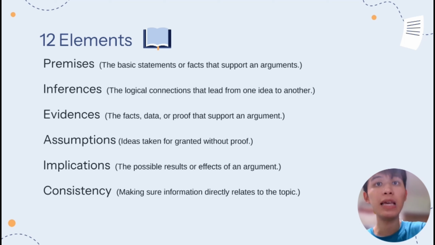The fifth one is implications. Implications are the possible results of an argument. So like if we say that social media affects mental health, you must think about the broader implications. Does it cause stress, anxiety? Is it different for teenagers versus adults? So those are the implications.